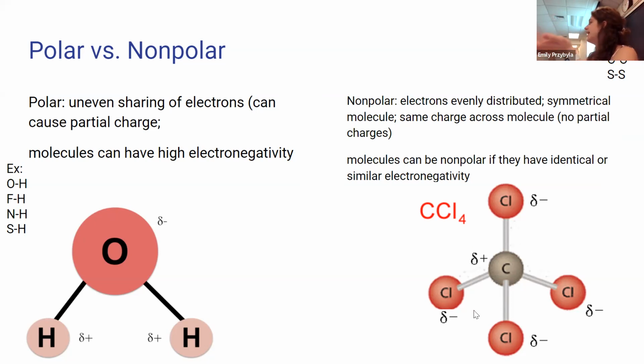For example, a C and an H bond is nonpolar because, while C is closer to oxygen and stuff, C and H both have such close electronegativities that they share electrons evenly. So C and H is not symmetrical, but because of the similar electronegativity, it is still nonpolar.